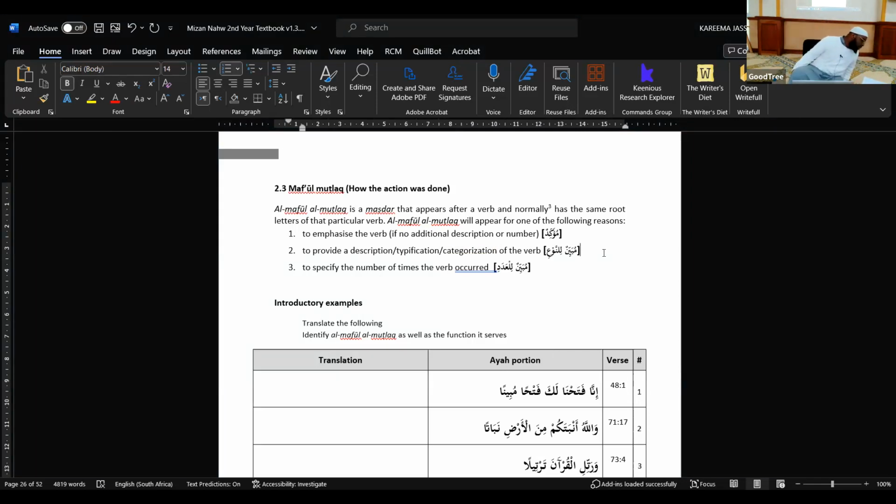So, for example, you say فرحت, I was happy. فرحا بسيطا, a slight happiness. So you now don't want to emphasize that you were very happy, but you want to typify your happiness. You want to categorize your happiness. You want to describe the nature of your happiness. So you say, I was happy, a slight happiness. Right? I was happy, a slight happiness. I don't know if there's more examples here.